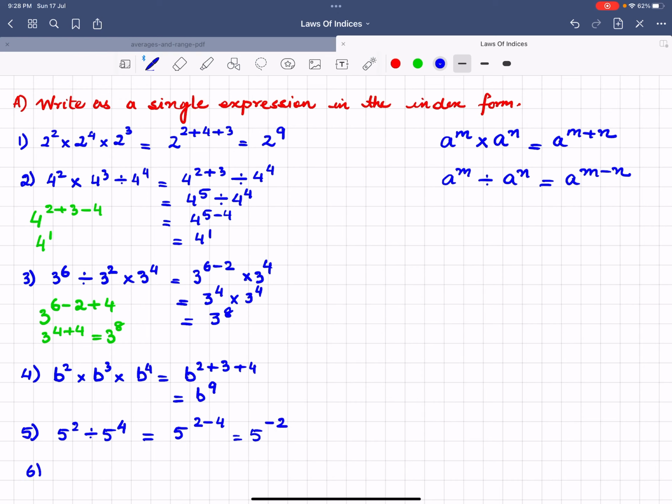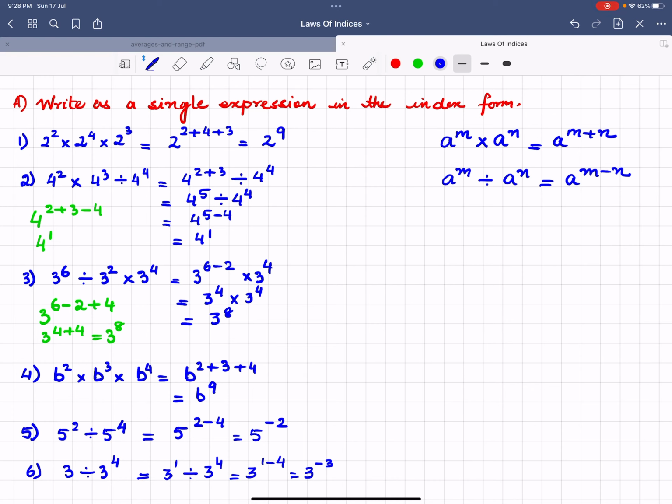Question number 6. 3 divided by 3 to the power of 4. Now here the number 3 does not have any index, but clearly 3 means 3 to the power of 1. So we will rewrite the question. This is 3 to the power of 1 divided by 3 to the power of 4, which is 3 to the power of 1 minus 4, and that is 3 to the power of negative 3.